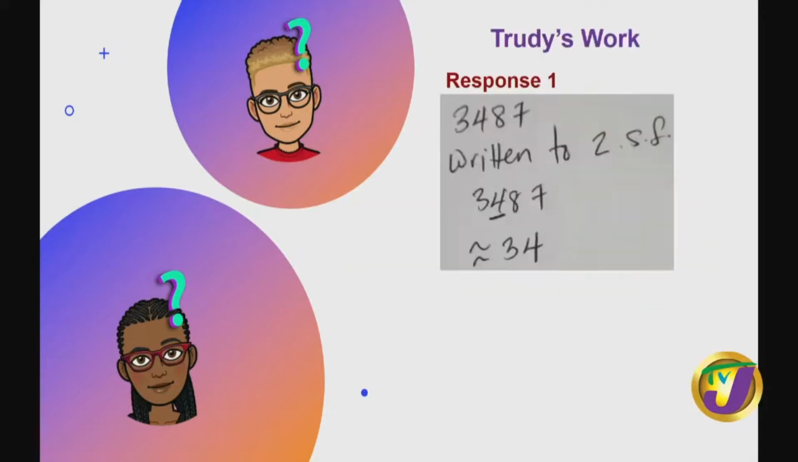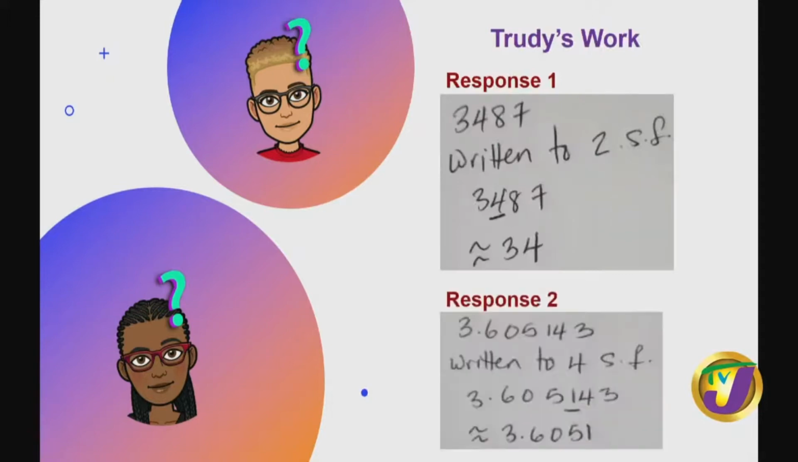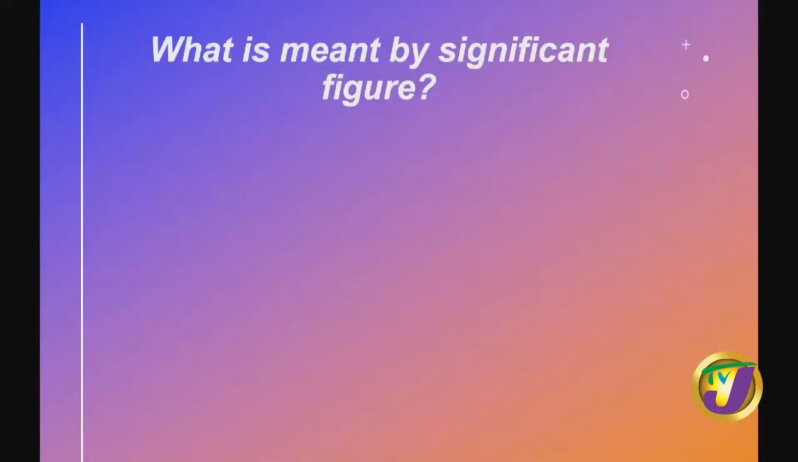Now here are 2 examples from Trudy's work. So she had 3,487 and she was supposed to write it to two significant figures, noted SF right there, and she had approximately 34, and then she had 3.605143. She should be writing it to four significant figures this time, and her answer was approximately 3.6051. Brittany, I think Trudy needs our help. I think so too. Yeah.